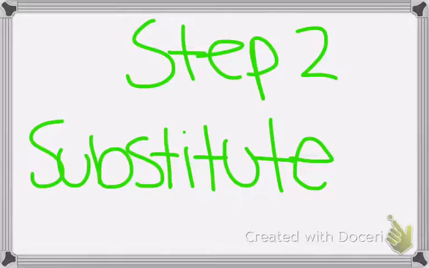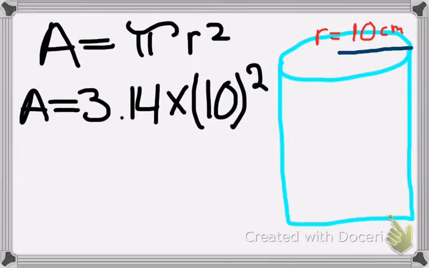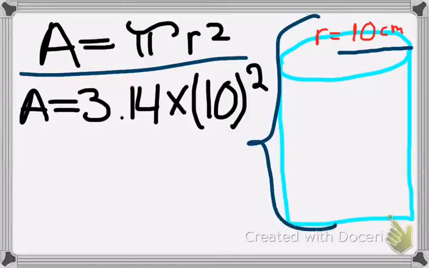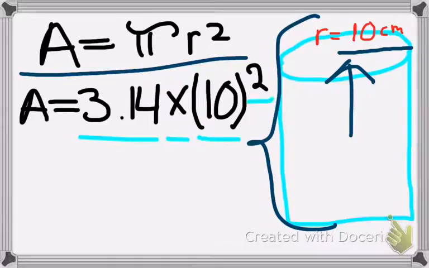Second step is to substitute. This is our formula, and this is our setup. Our radius is 10 centimeters. So, just substitute it. Pi times 10 squared.